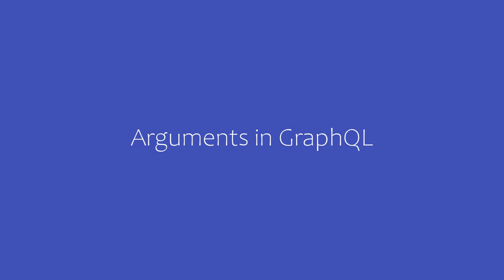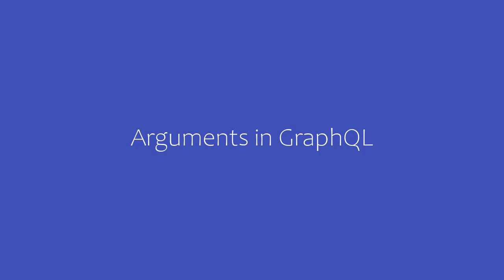Earlier, we have learned how to use the queries in GraphQL. Now in this lesson, we're going to explore the arguments. If you are a C# programmer, then you know the concept of arguments. We basically pass arguments inside a function to get some specific result. Now in GraphQL, the concept of argument is same.